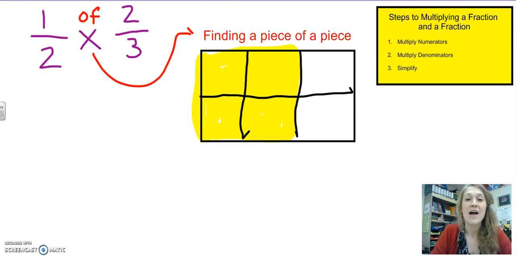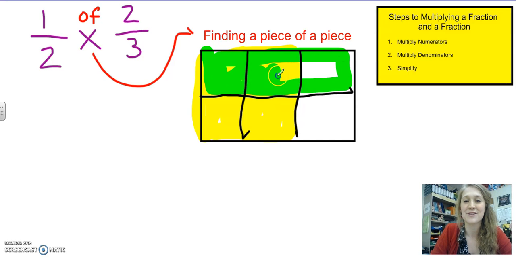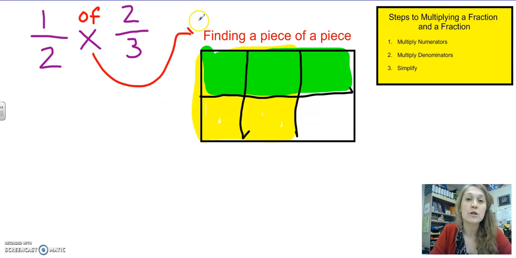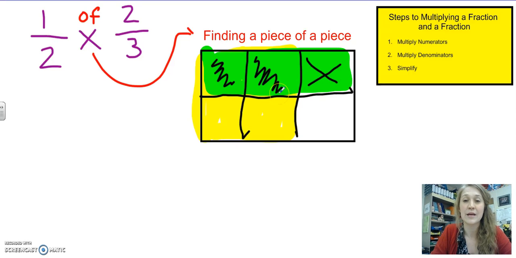When I split it in half, I can see that I now am only looking at this portion of the model. Now I have to look even closer, and I have to look at the pieces from my 2/3 that I have. So this was in my 2/3, and this piece was in my 2/3. This piece was not in my original 2/3, so even though it is part of the 1/2, I don't look at it when trying to find my answer.